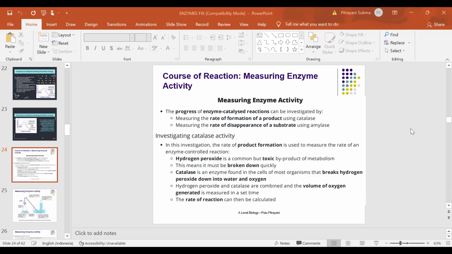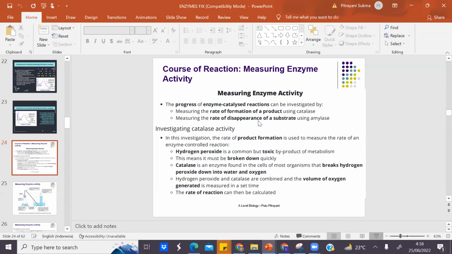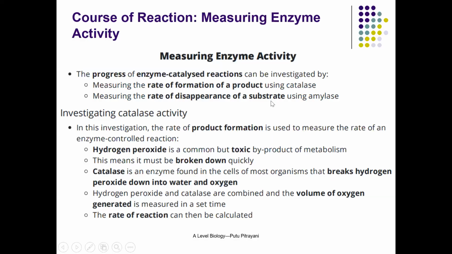Now we study how to measure the enzyme activity, which means we want to learn how fast the enzyme catalyzes or speeds up the reaction. The most efficient enzyme is the enzyme that can speed up with the higher speed, right? Now, there are two ways to measure the activity of the enzyme. First, we can measure the rate of the product formation. And second, we can measure the rate of the disappearance of the substrate.